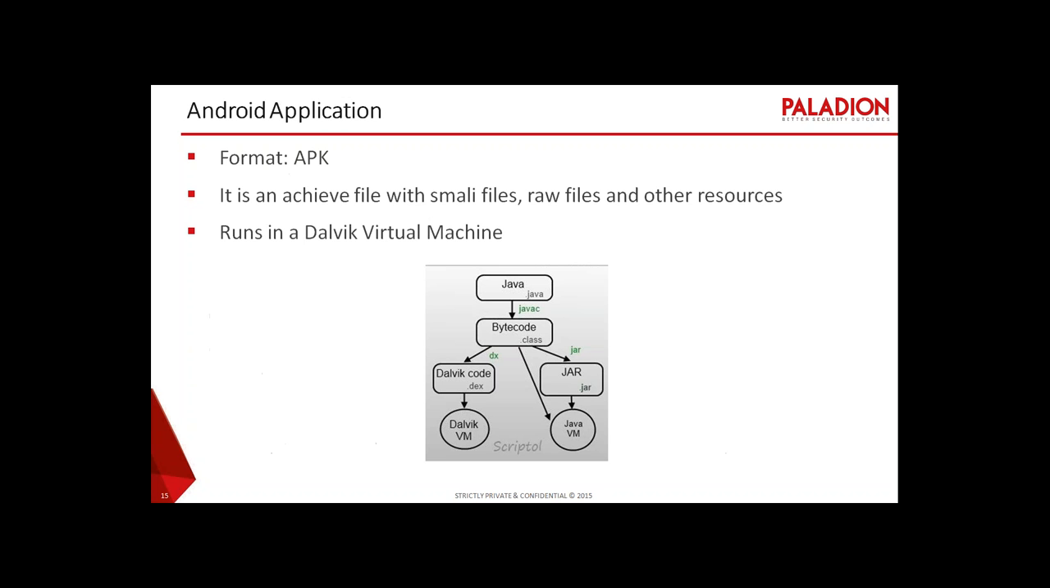Next, format. The basic format of an Android application is .apk. You might be seeing it when you download an APK from a third-party file. This is nothing, just another archive file with a different extension. An archive file consists of Smali files, which are basic code files, .so and raw files, and other resources basically. These Smali files are the assembly files for the DEX.